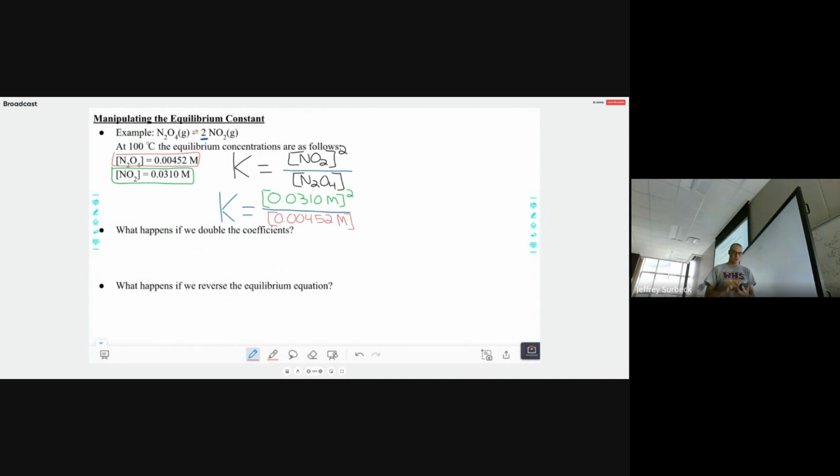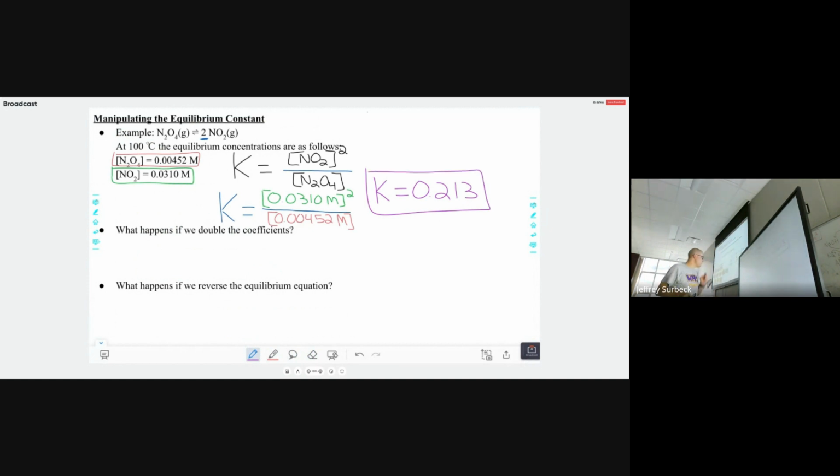So what we need to do is take 0.0310, square it, and I get 0.00961. I divide that by what's on bottom, 0.00452. I press enter, and my equilibrium constant, our K there, is 0.213. And we got that answer from yesterday. Remember, K is unitless and would look like that. So that's what we got from yesterday, a little bit of a review from our math problem.